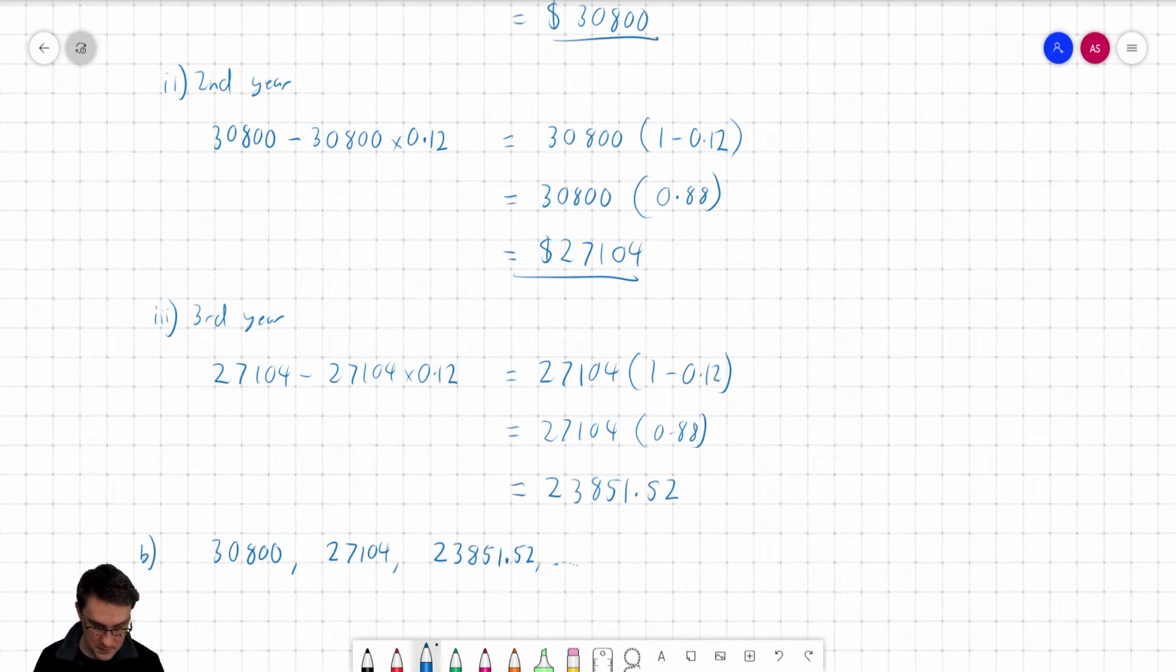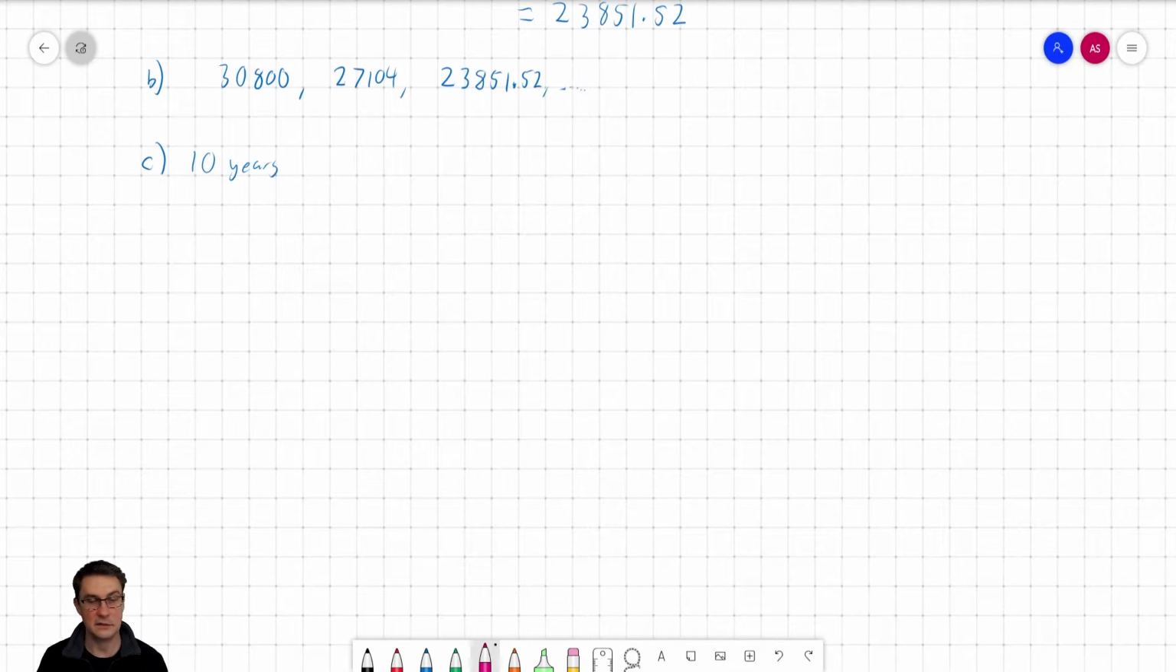But now we've got the pattern here. We're starting to establish how things are going to work. Now, from here, we want to try and unpack some things from this question so that we can move on to the next parts. So with the next part being 10 years, what we want to unpack, first of all, is what is the first number in this sequence? So in this case, it's 30,800. So we've got that aspect of it here.